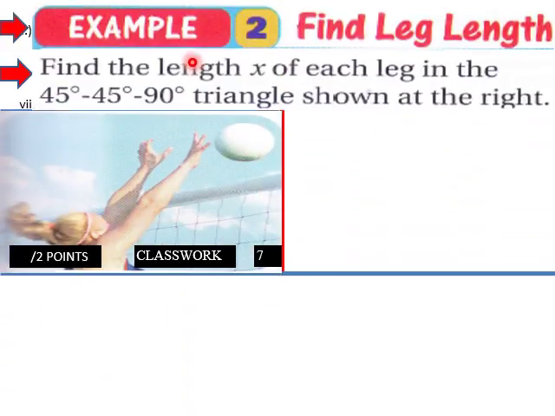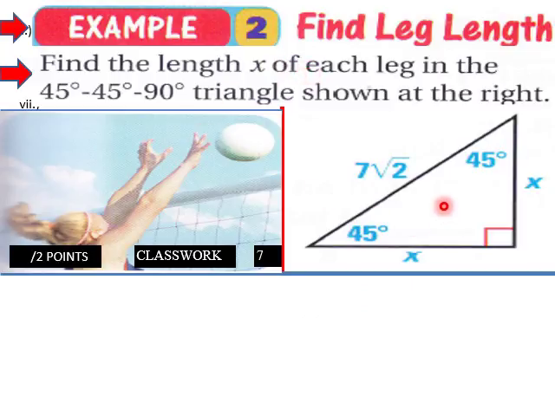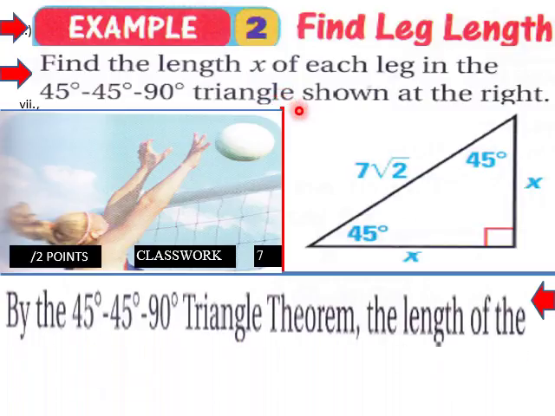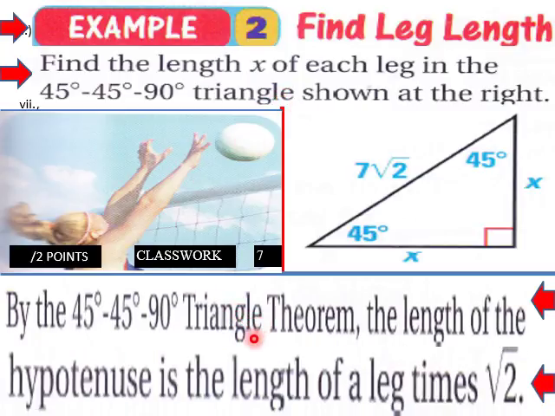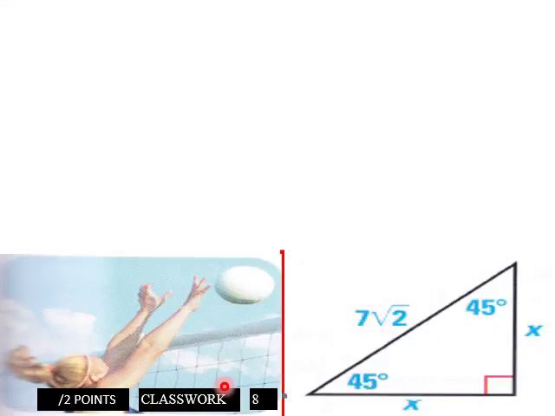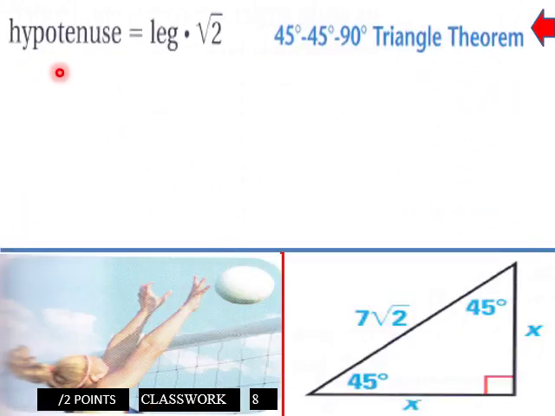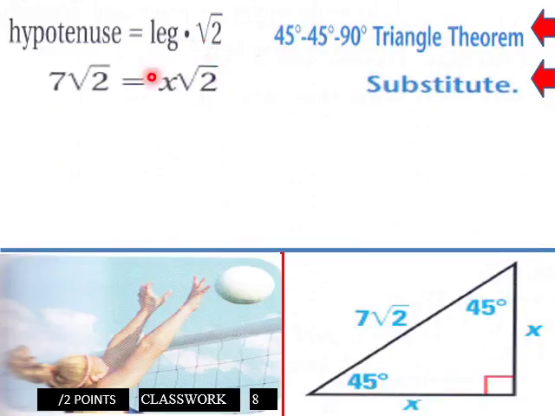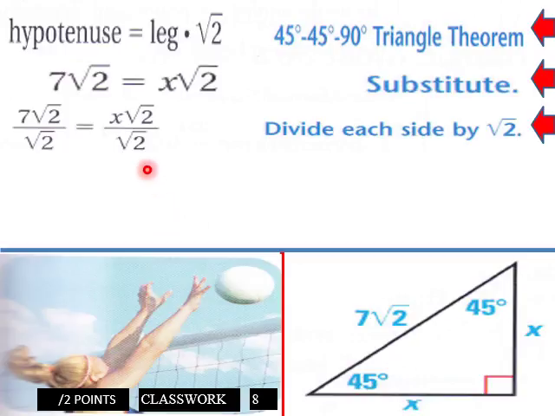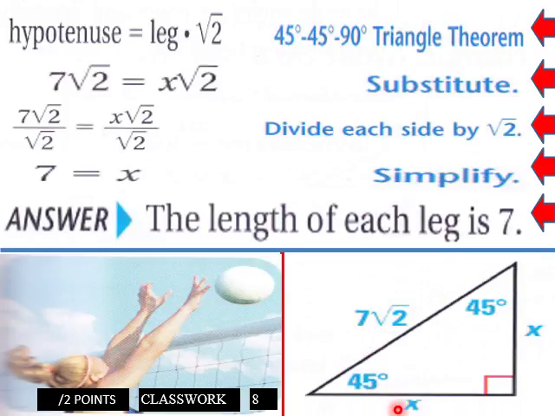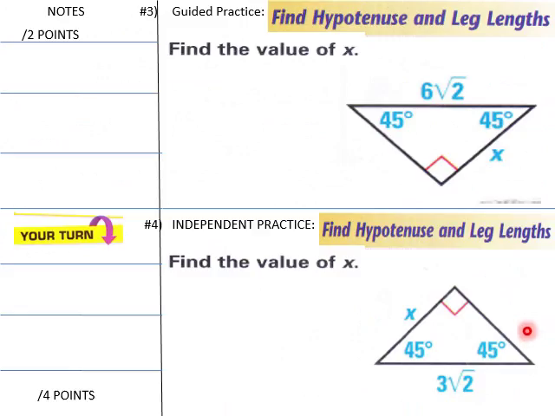We've got example 2 here, find a leg length. So now we're going to go from a hypotenuse to a leg length in a 45-45-90. And remember the theorem about that. So in this case, we're going to go backwards. Hypotenuse equals leg times square root of 2, so we have x times square root of 2. So what would x equal? Divide through by square root of 2 on both sides. X would equal 7.